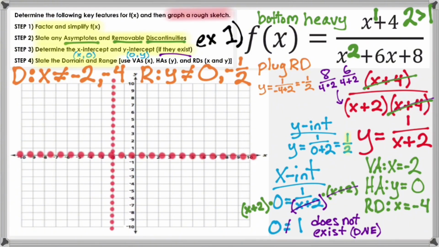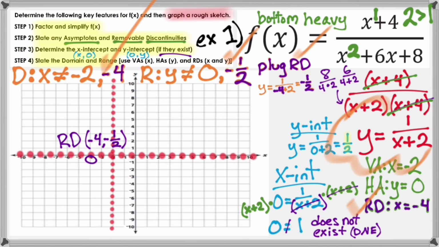Let's now make the rough sketch. So start by plotting your asymptotes. You have a vertical asymptote at x equals -2 right there, and a horizontal asymptote at y equals 0. So plot your asymptotes first. Then plot your removable discontinuity. You know it's going to be there. And what you can see highlighted in purple now is how you get this value. The x value of it was -4. You got that from the second step of this problem. And then the y value is -1/2 when you plug the removable discontinuity back into the simplified function.